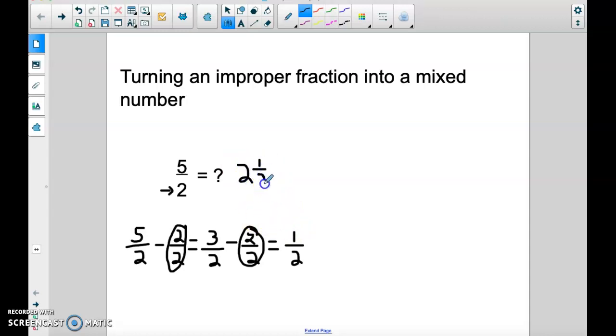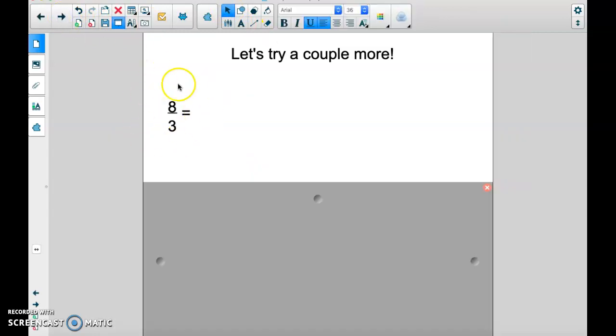So my answer is 5 halves is equal to 2 and 1 half because these 2 wholes that I took away are right here. And then this extra 1 half, that's what I put as my fraction. Nothing has changed about this amount. I'm just representing it differently. Okay? So if we look at this one, I want you to pause the video and go ahead and try converting 8/3 into a mixed number.